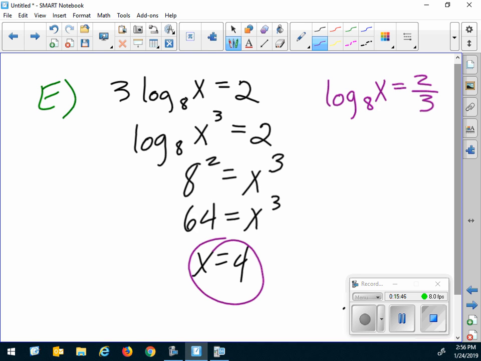You're going. Rewrite it as an exponential. 8 to the 2/3 power equals x. You have learned how to do this. Remember, the bottom number is the root. The top number is the exponent. What's the cube root of 8? 2. What's 2 to the 2nd power?